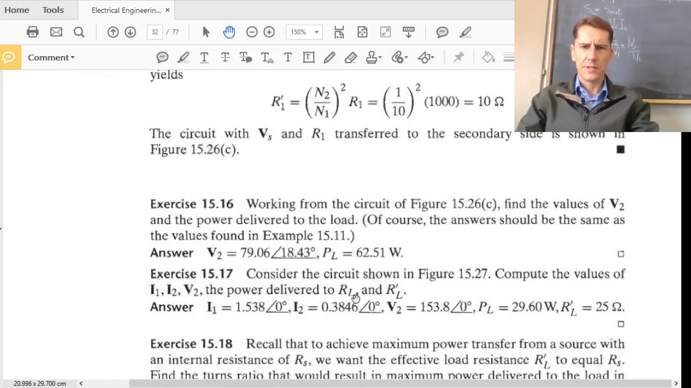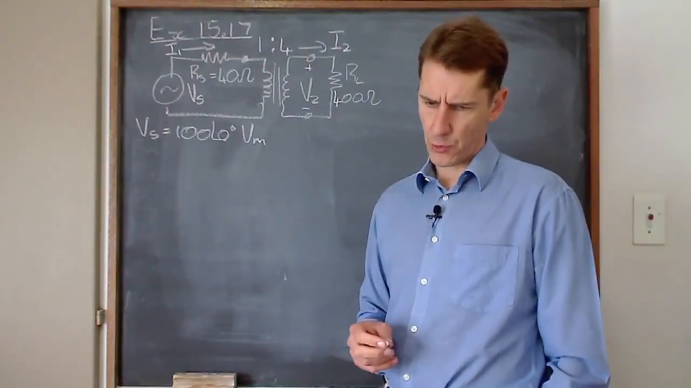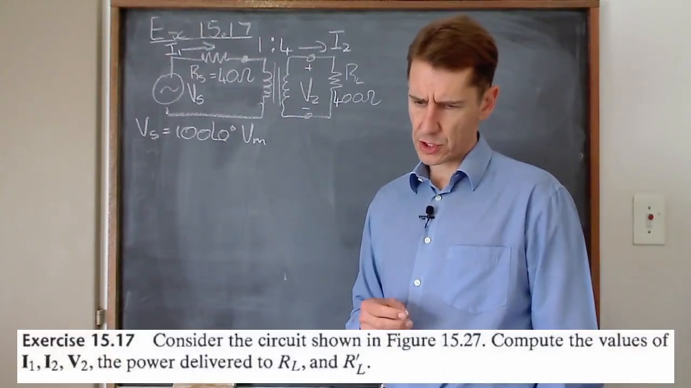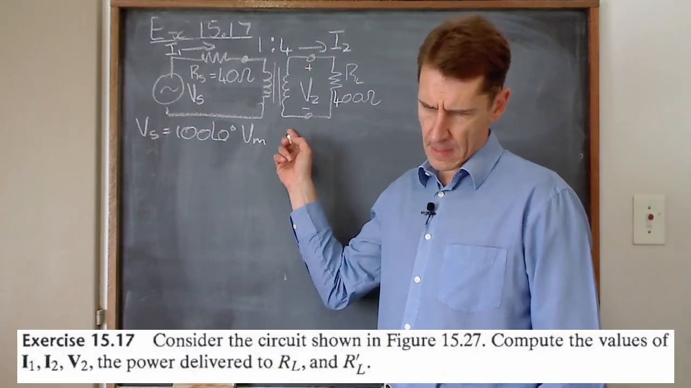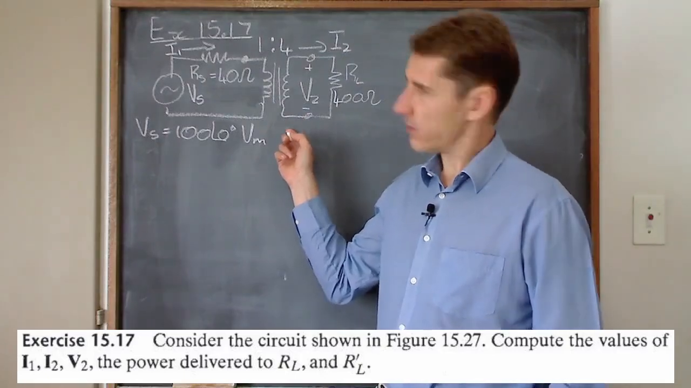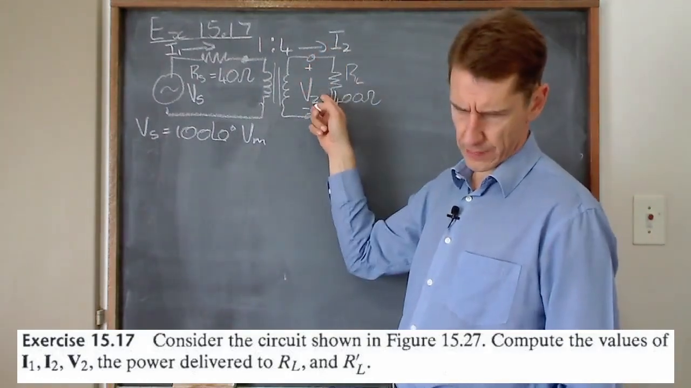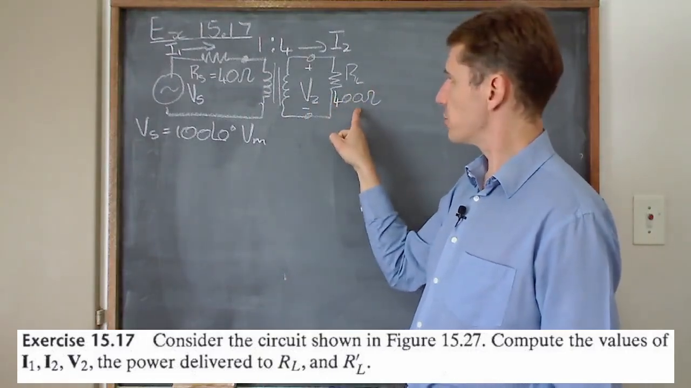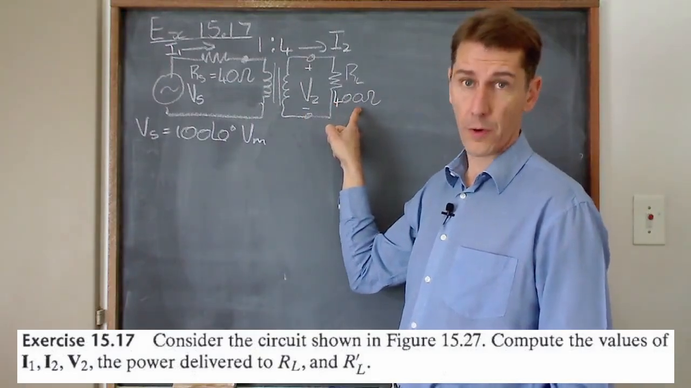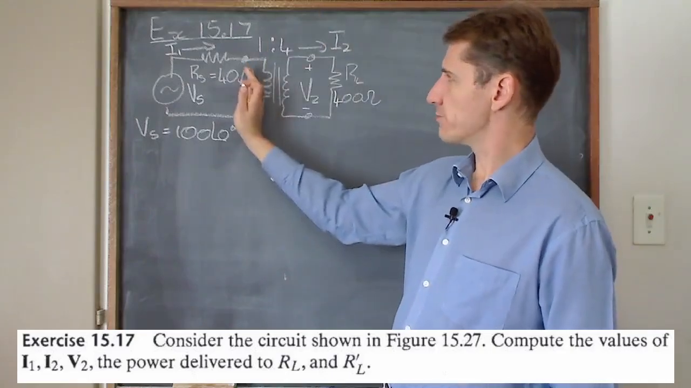Exercise 1517. I'm just going to quickly draw that on the board. Exercise 1517 reads: consider the circuit shown in figure 1527, which is what I've got up here. Compute the values of I1, I2, V2, and then the power delivered into RL, the 400 ohm resistor, and RL prime, meaning we'll have to shift this over to the primary side.